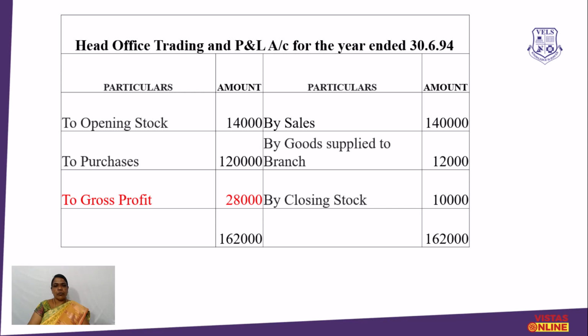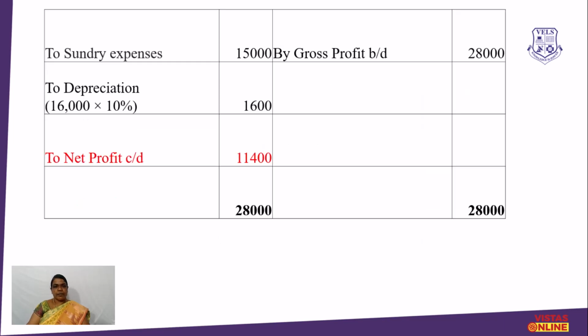The credit side is the higher amount, 1,62,000. Equalize both sides. You will get the gross profit 28,000. On the debit side, you should write "To gross profit 28,000". Brought down that gross profit: "By gross profit b/d 28,000".